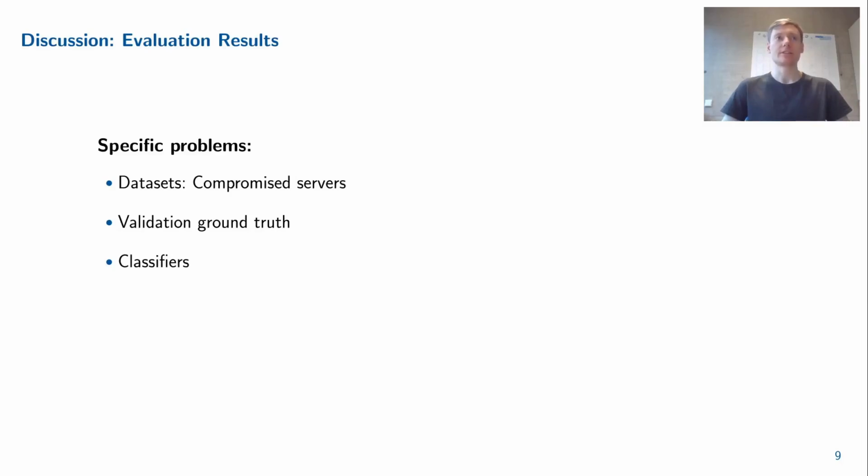So, why is this the case? There are several possible reasons for the classification results. First, there are problems that are specific to our evaluation setup. We know that the filtering of our datasets could be improved. Here, we try to remove known benign certificates from the phishing dataset. However, this is not a trivial task.